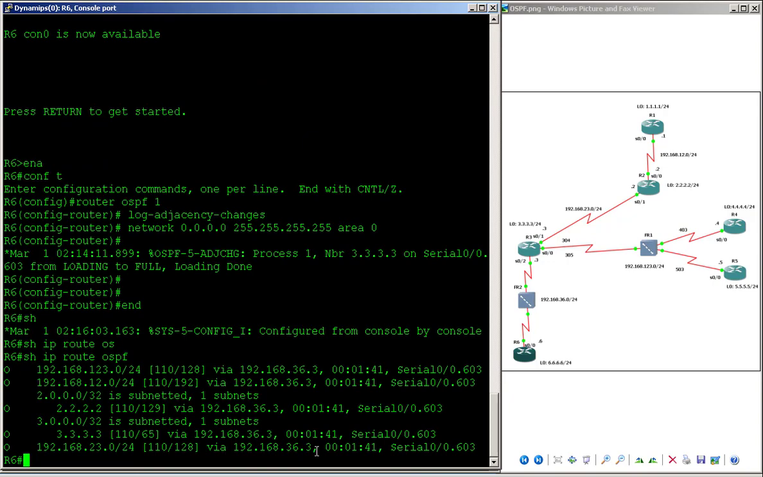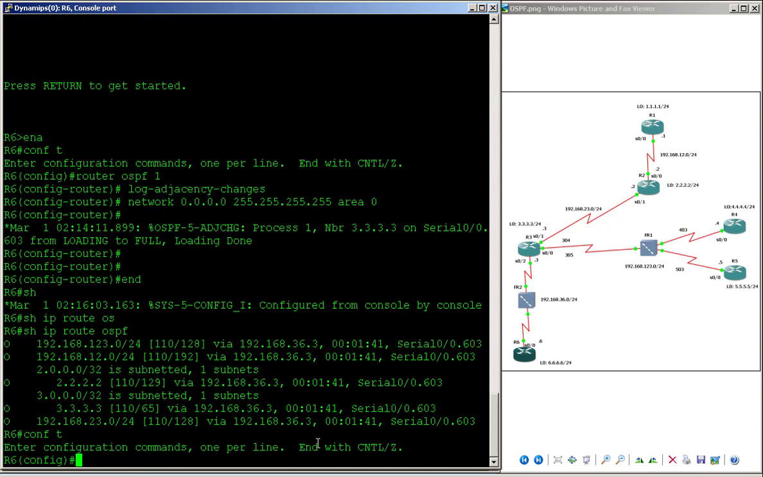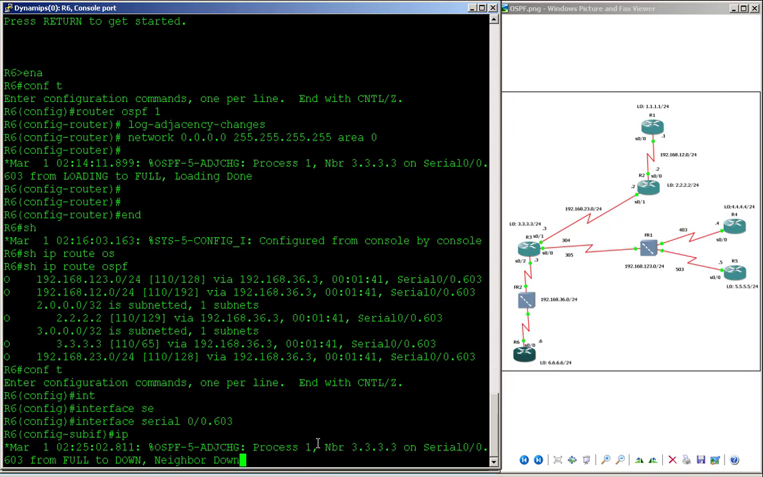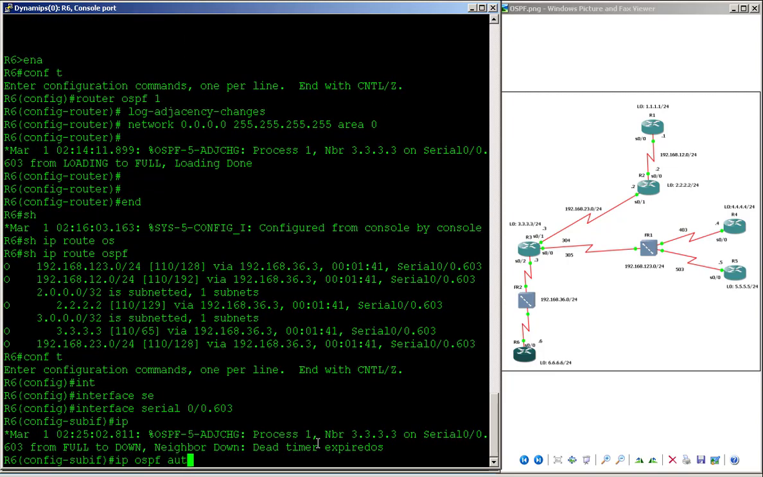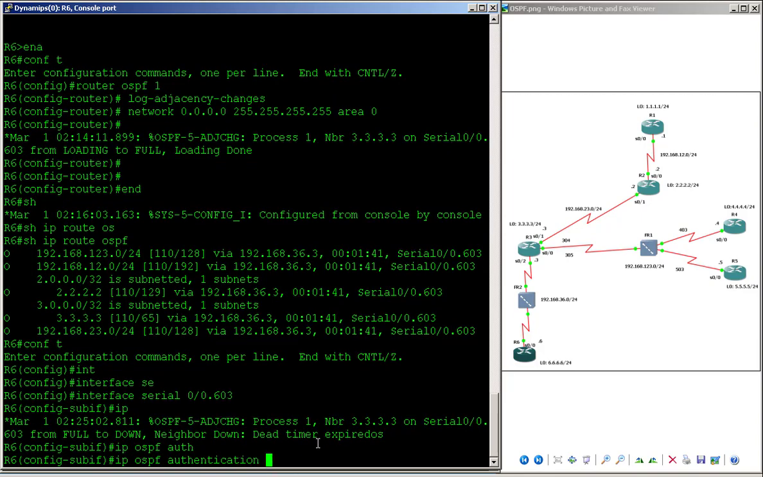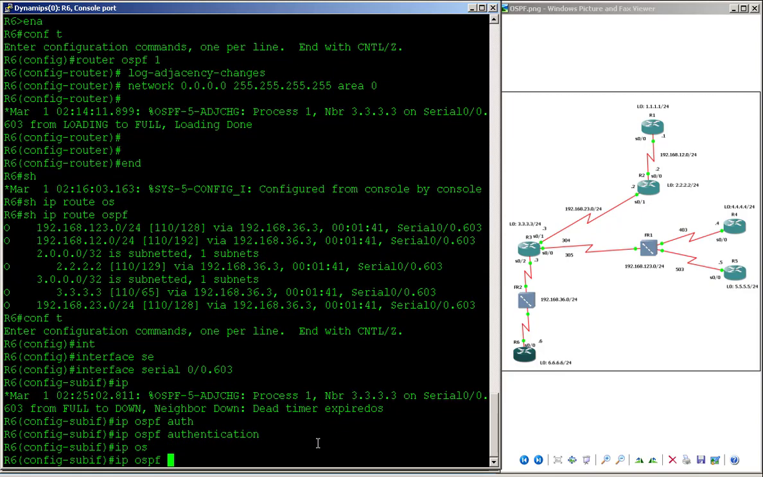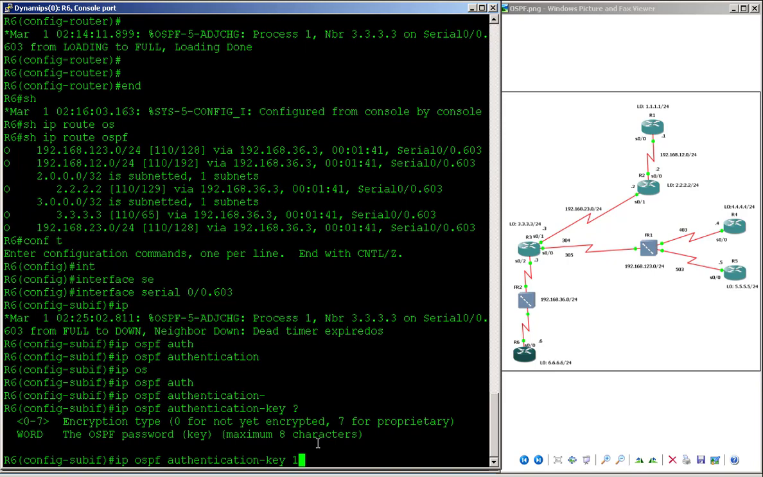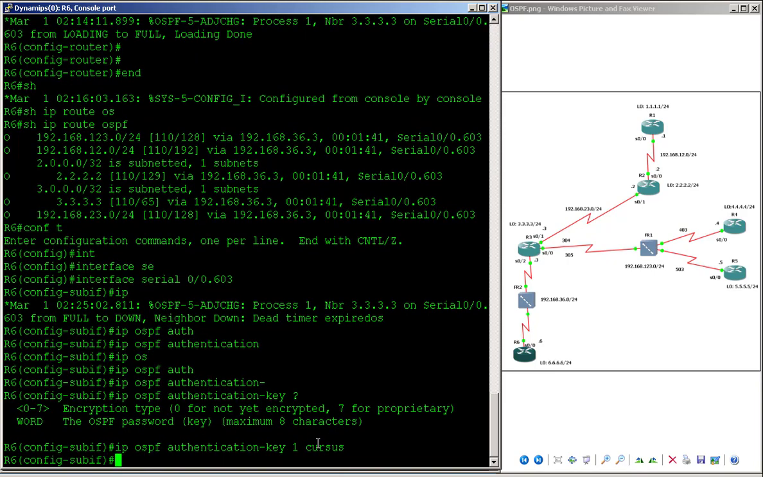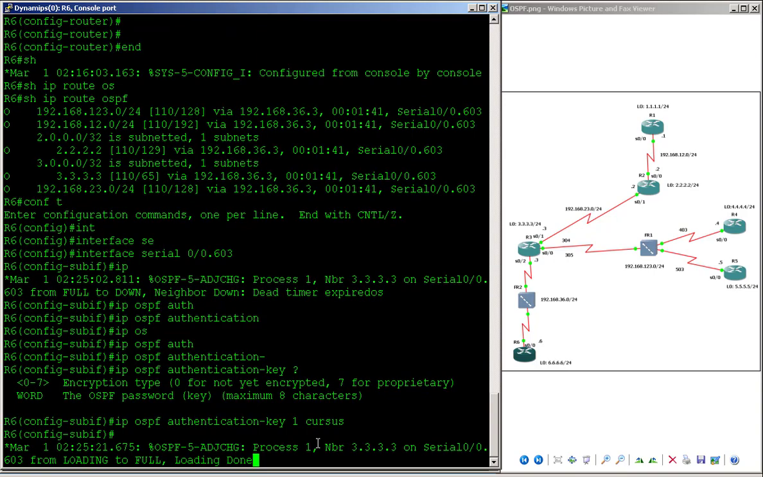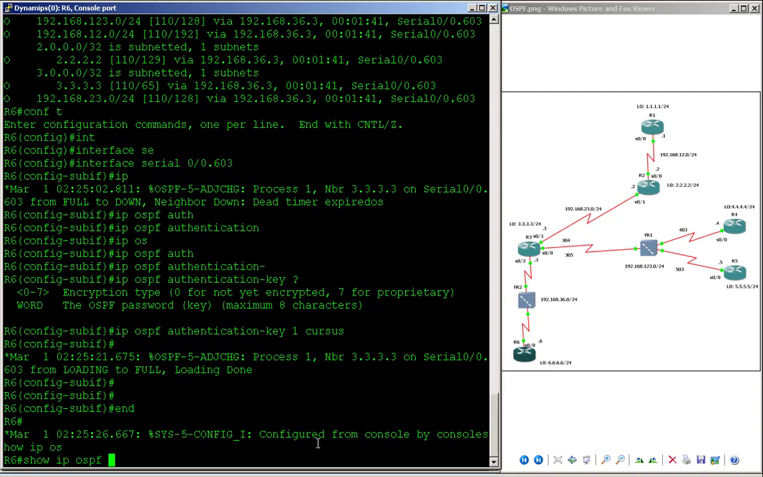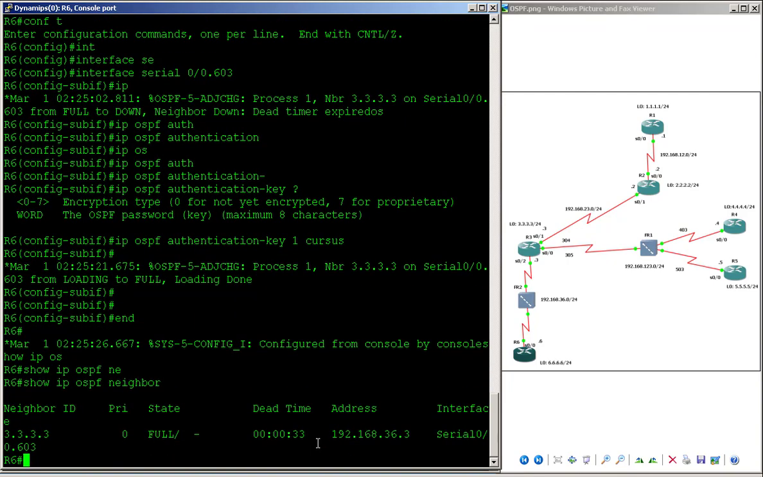And now router 6, configure terminal, interface 0/0.603, ip ospf authentication, ip ospf authentication-key 1 curses. You see here that the neighborship is down because there is a problem in authentication. After I issued this command, it should be up, and we can see that it's up. If I do show ip ospf neighbor, I can see it's full and up.